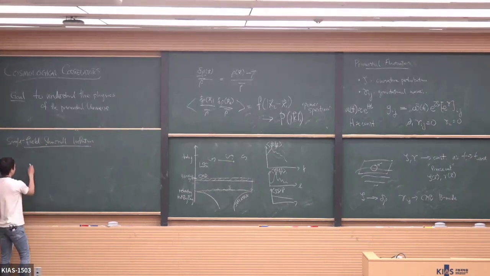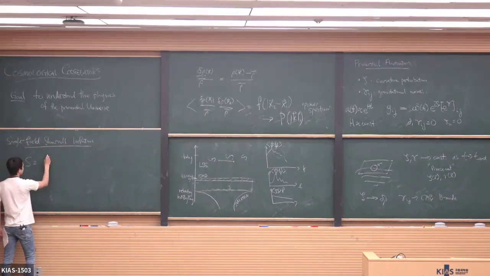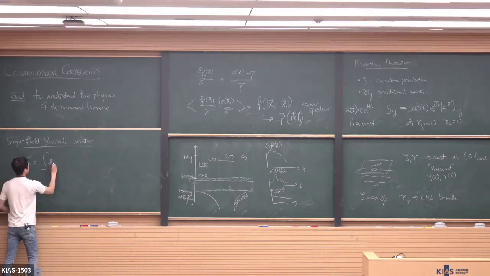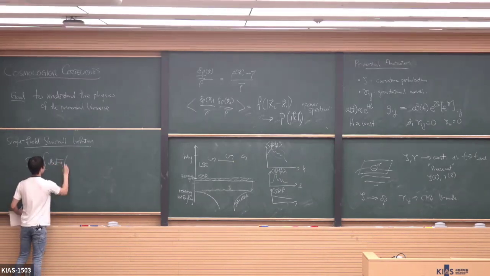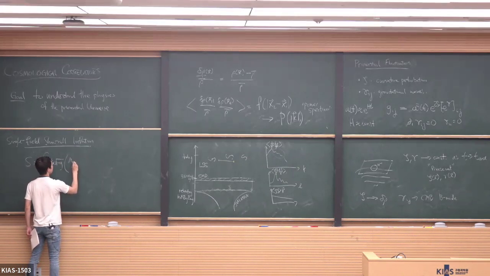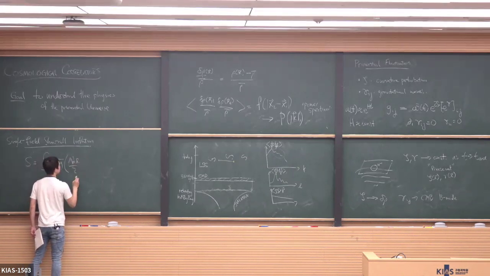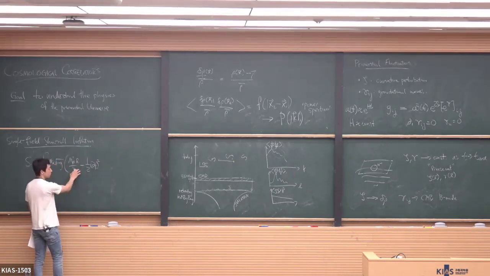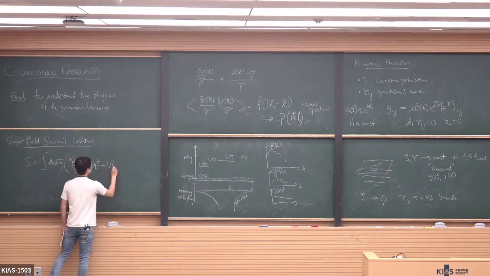Okay, so let me write down the action. This single field slow roll inflation is basically a scalar field coupled minimally with gravity. So it has an action given by this. There's the usual Einstein-Hilbert term, and then we have a kinetic term for the scalar field minimally coupled to gravity with some potential.